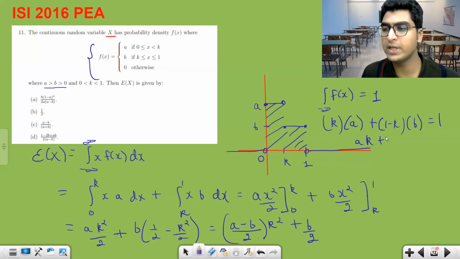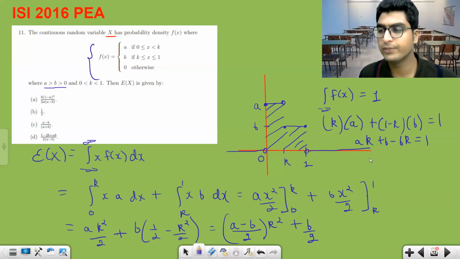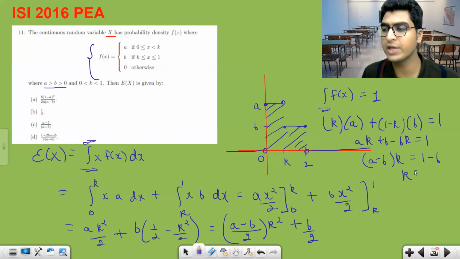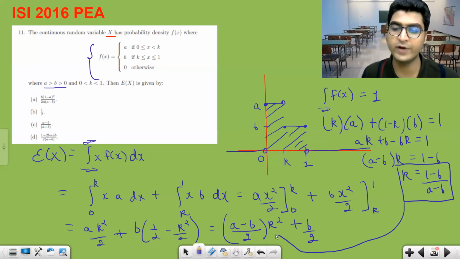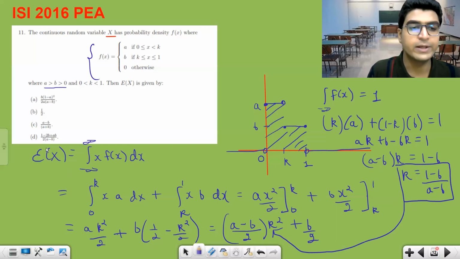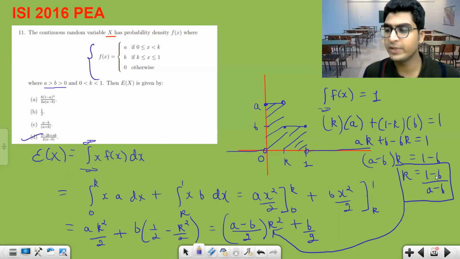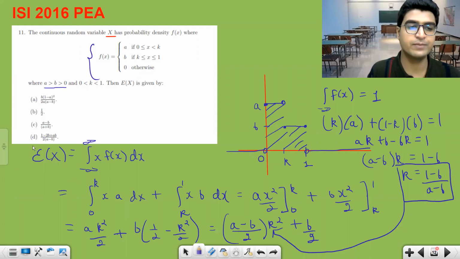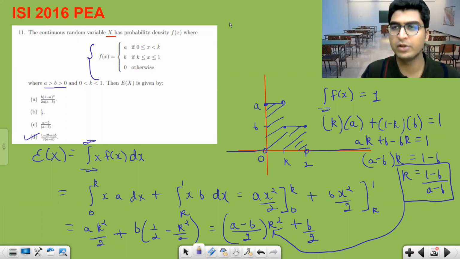So ak plus b minus bk should be equal to 1. ठीक है, so (a minus b)k should be equal to 1 minus b, so k should be equal to (1 minus b) upon (a minus b). So I just need to simply substitute this thing over here. Okay, and once you do that, you will get D. ठीक है, simply substitute this 1 minus b upon a minus b here. Okay, and solve it and you will get option D. ठीक है, so let's move on.